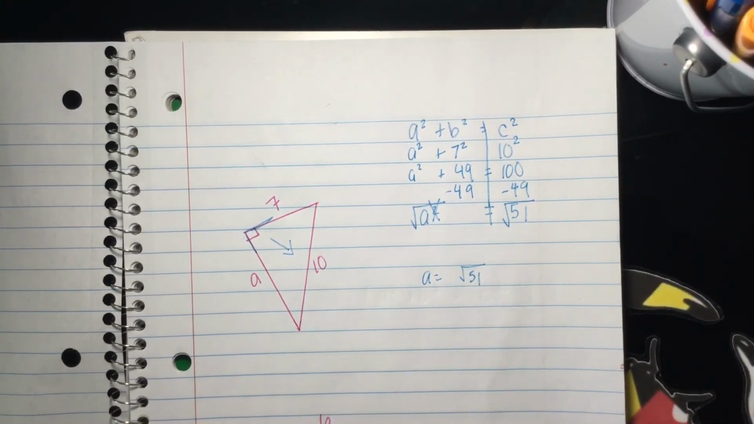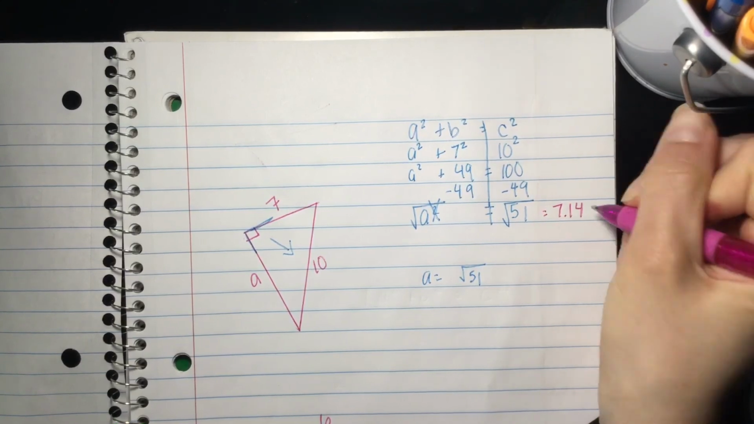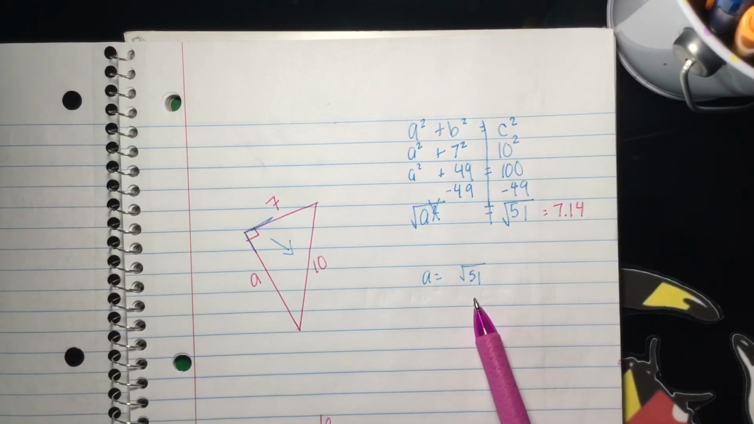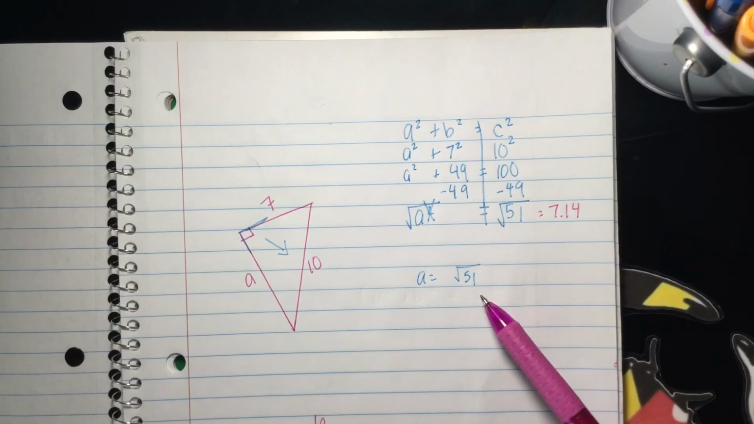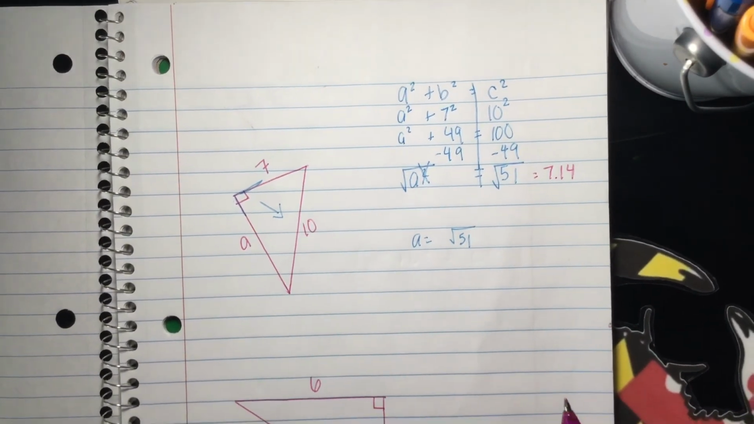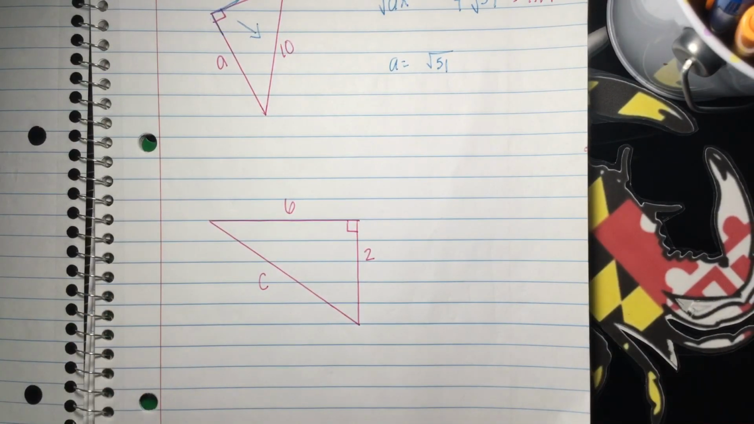Now if I were to put it into the calculator, I could get 7.14, which is fine, but you can also leave it as a radical. So you just have to follow the directions on what it tells you to do. Either leave it as a radical or put it into decimal. All right, last one.